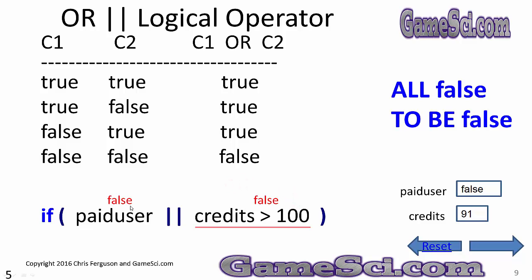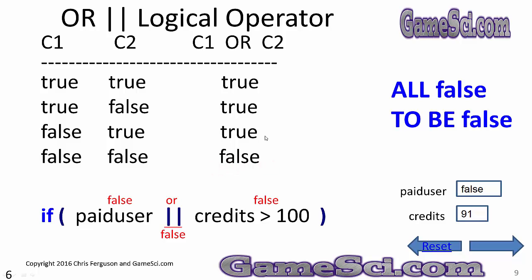Now we see that both sides of the OR are false. What do we expect to happen? If you OR together two falses, look at this line of the truth table. False, false produces a false. That's my memory trick for remembering the OR logical operator. All false to be false. The only time an OR is going to be false is when both inputs are false.